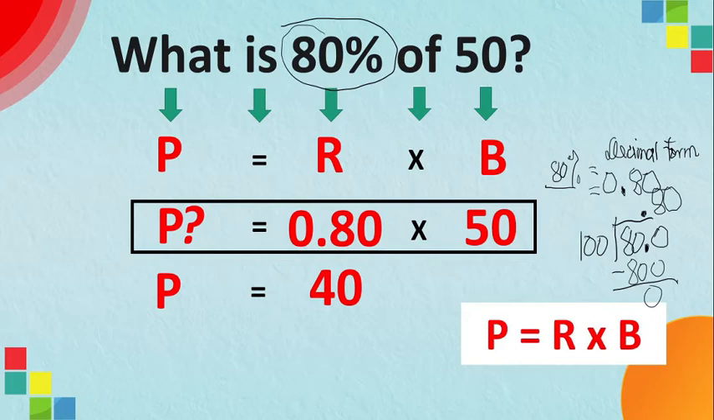So that's how we write an equation in a given word problem and then derive a formula if percentage is missing. Again, the formula in getting the percentage is P equals R times B. So we used decimal form here.